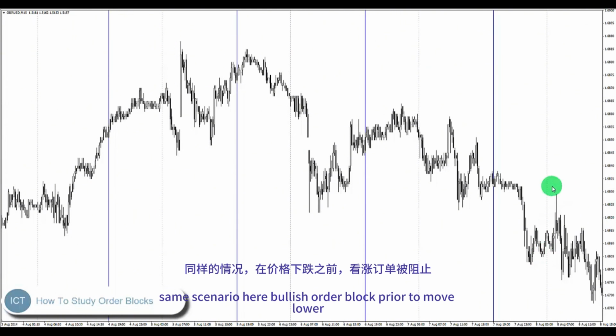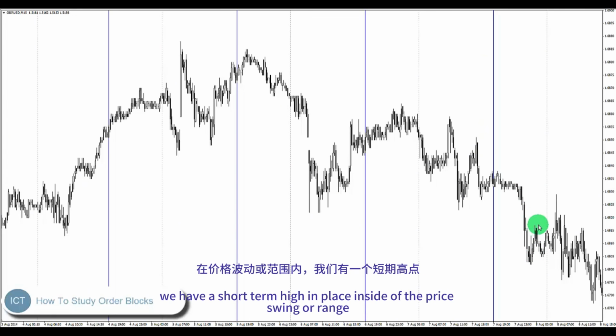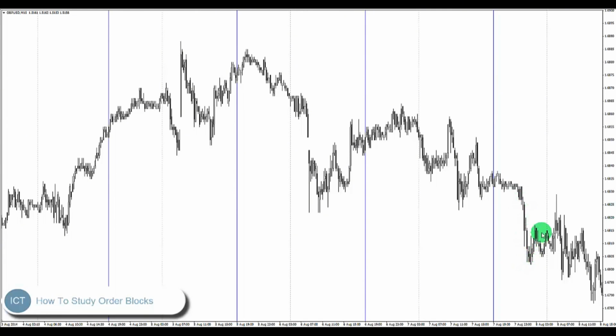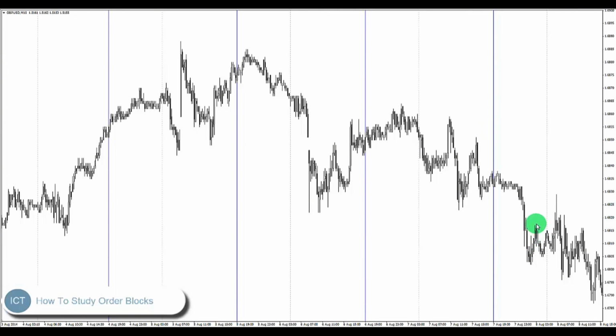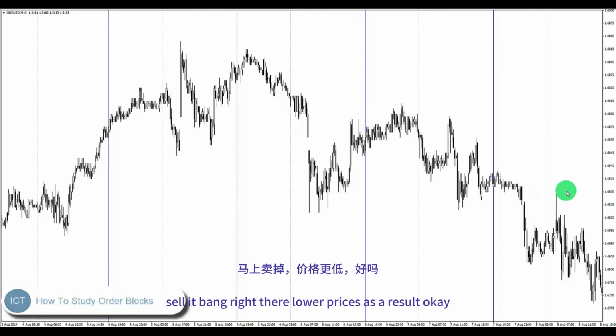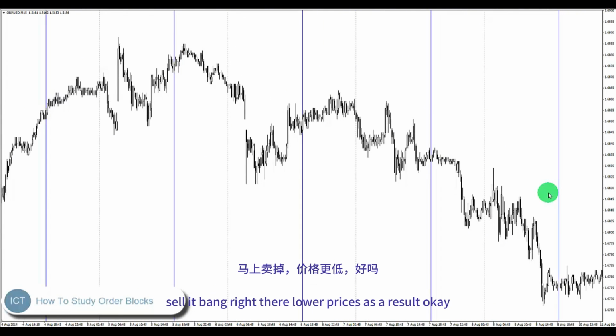Same scenario here, bullish order block prior to move lower. We have a short-term high in place inside of the price swing or range. You have an impulse move higher. Then have a minor retracement inside of it. Stops will build above this high. They gun it, boom, after midnight. Into the order block, sell it, bang, right there. Lower prices as a result. You see the repeating theme?